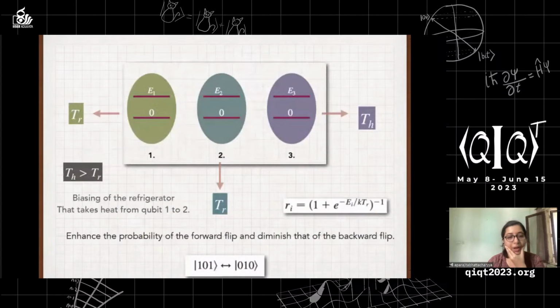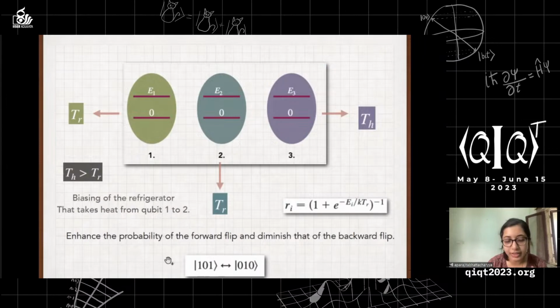Now, why do we keep this temperature TH greater than TR? This is because it actually helps in the biasing of the refrigerator that takes the qubit from 1 to 2. If we keep TH greater than TR, from this equation we can see that it enhances the probability of the forward flip and diminishes that of the backward flip.